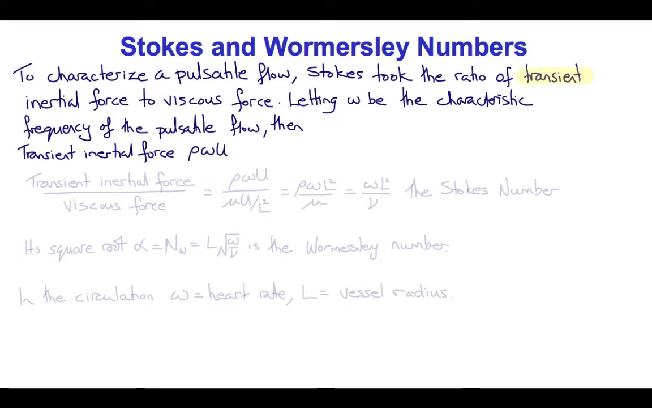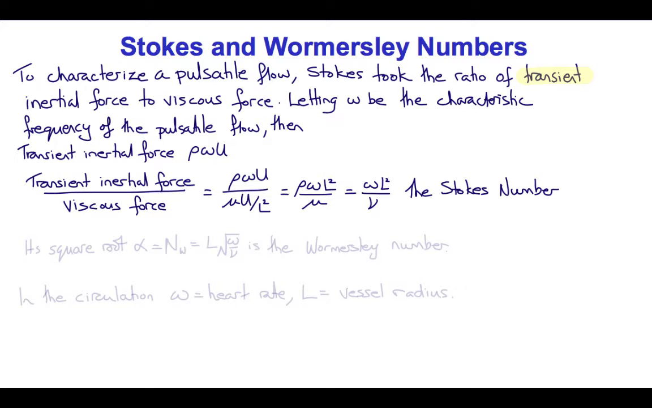Now if we take the ratio of this transient inertial force to the viscous force, we obtain ρωU over μU over L², which simplifies to ρωL² over μ, or ωL² over ν, the kinematic viscosity. And this quantity is known as the Stokes number. So now we have a third dimensionless quantity. The square root of the Stokes number, α or N_W, is L times the square root of ω over ν, and is known as the Womersley number.